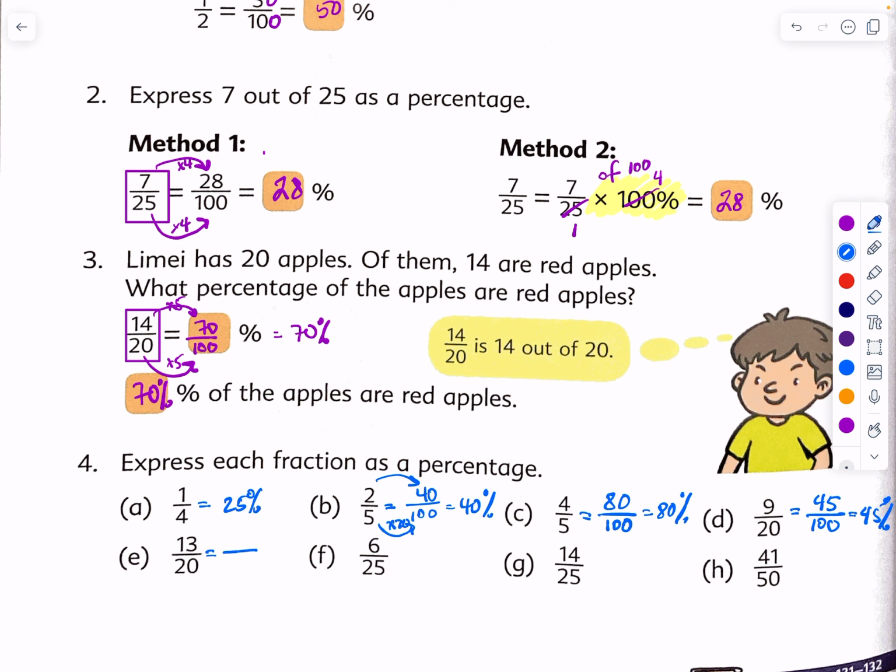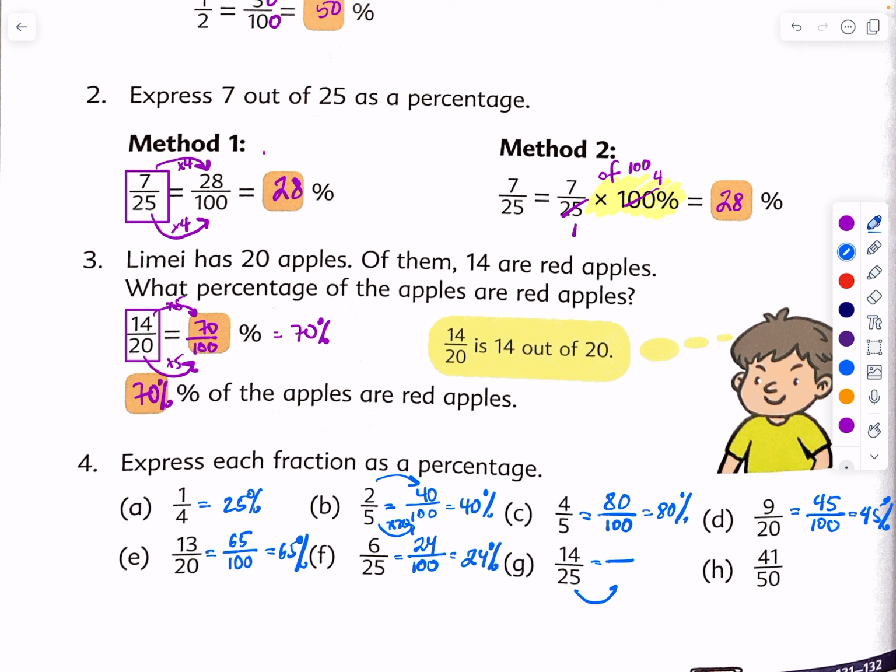13 out of 20. Convert it. Find an equivalent out of 100 equal parts. Multiply times 5. It's equivalent to 65 out of 100, which is the same as 65%. 6/25. Step 1, convert it to 100 equal parts. 6 times 4, 24, or 24%.